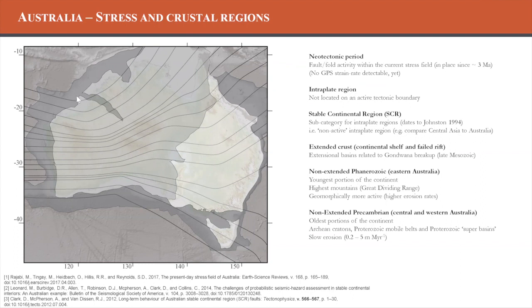I tend not to think about the offshore stuff. I deal with the onshore stuff in my work. So I'm just going to talk you through these two classifications. In the east here, we have the non-extended Phanerozoic crust. So that's the youngest portion of the crust.